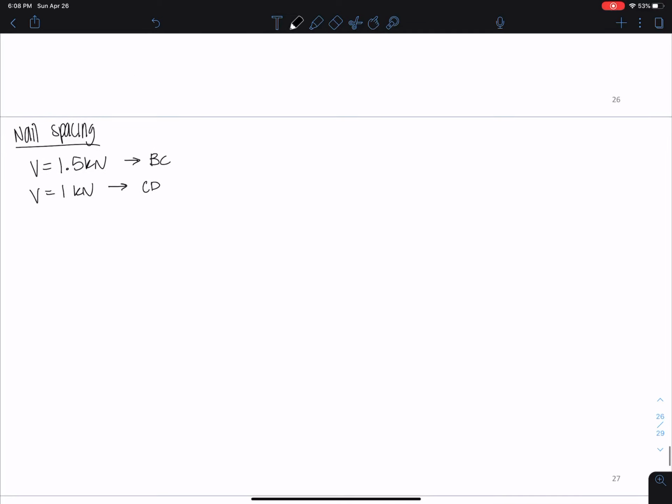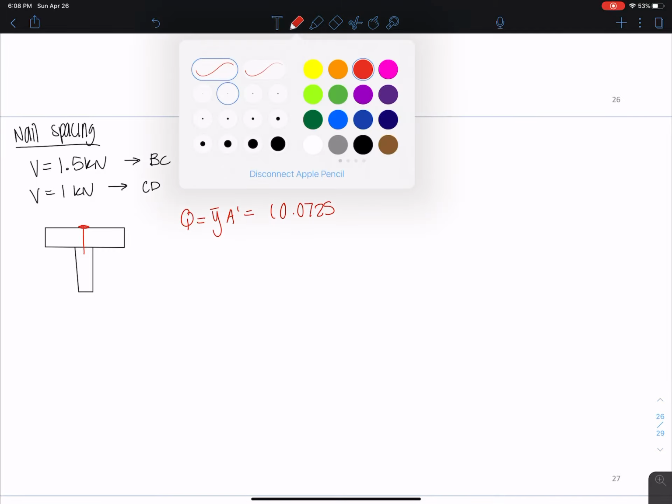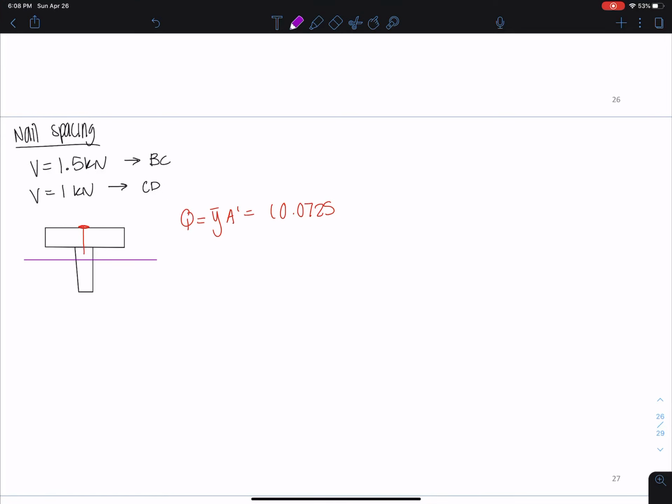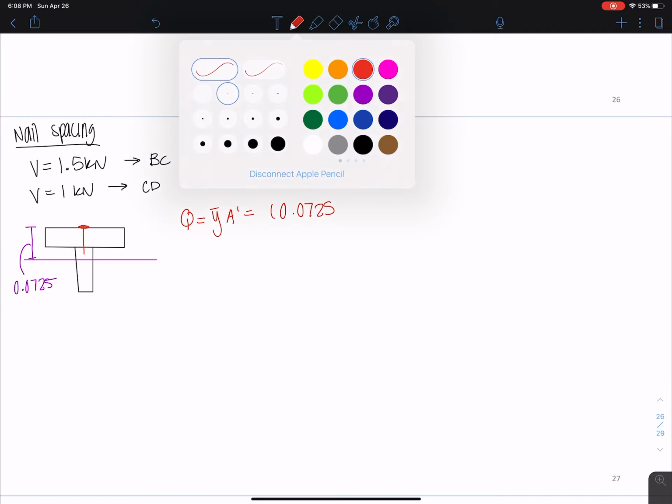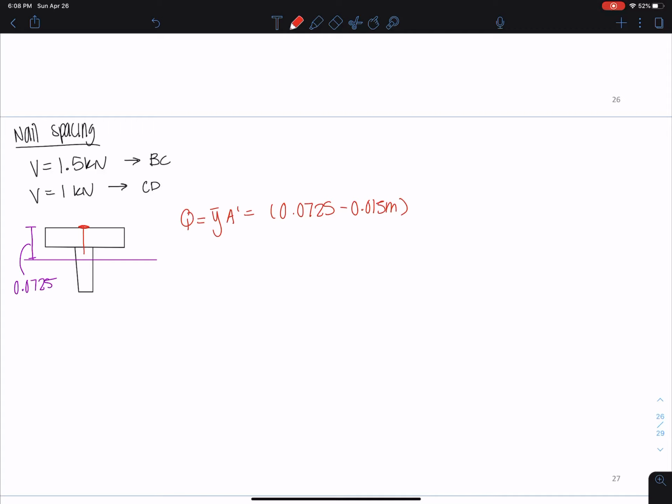Okay, so what we're doing here, our nails here are joining the web and the flange like this, right? So our Q value here, we're going to take this 0.0725, which is the distance from the neutral axis up now, and subtract it from half of the thickness of that beam, or the web, and then multiply by the area, so the 0.2 times 0.3, and we get 0.345 times 10 to the negative 3 meters cubed. And that's for the nail spacing here.